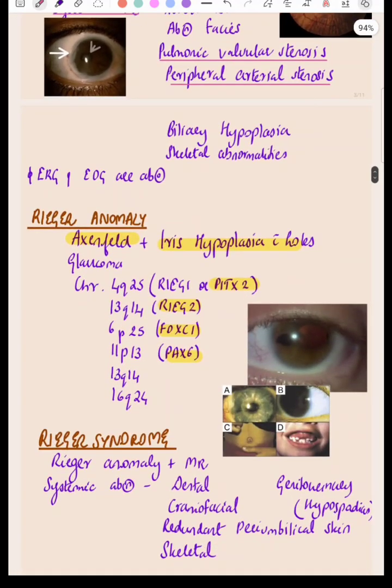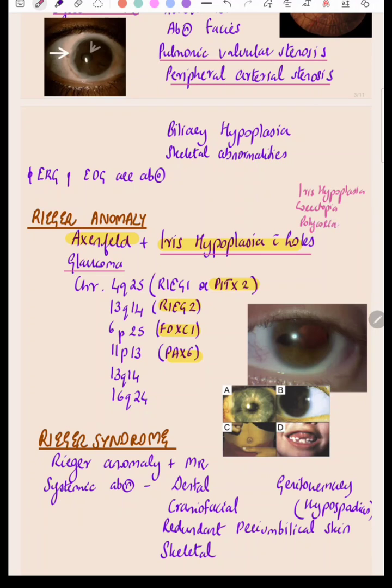Now coming to Rieger anomaly. In Rieger anomaly, along with Axenfeld anomaly there is iris hypoplasia with holes, and if it is associated with posterior embryotoxon, then there will be glaucoma also. Because of this iris hypoplasia with holes, Rieger anomaly is associated with congenital iris anomalies including iris hypoplasia, corectopia and polycoria.